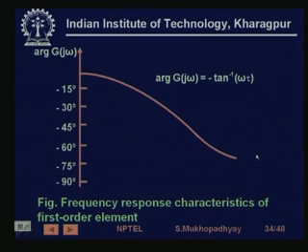Similarly, if you have a phase plot, it turns out that as you go to higher and higher frequencies, the phase lag increases, and the maximum phase lag possible for a first order system is 90 degrees, so it will gradually approach 90 degrees.